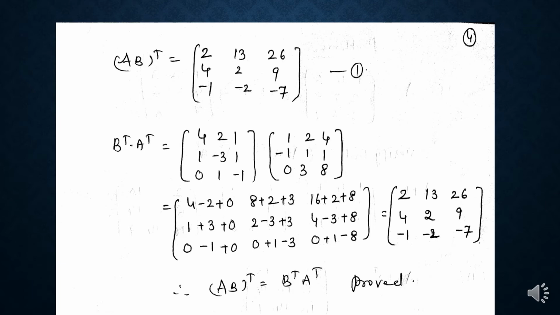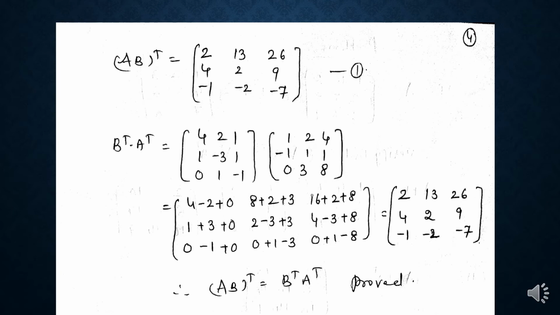So that is 2, 13, 26, 4, 2, 9, minus 1, minus 2, minus 7. So this is B transpose into A transpose. Here AB whole transpose is equal to 2, 13, 26, 4, 2, 9, minus 1, minus 2, minus 7, and B transpose into A transpose is the same. So AB whole transpose is equal to B transpose into A transpose. So this is proved. This is the correct rule.